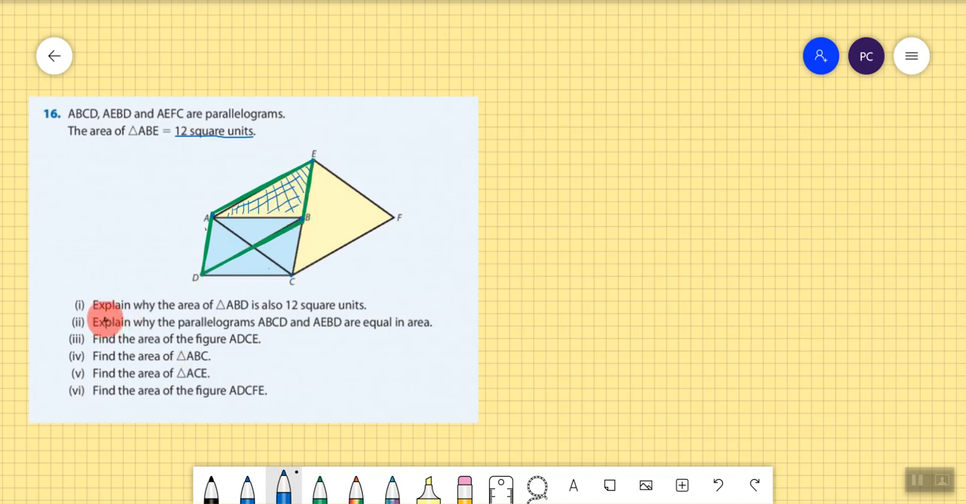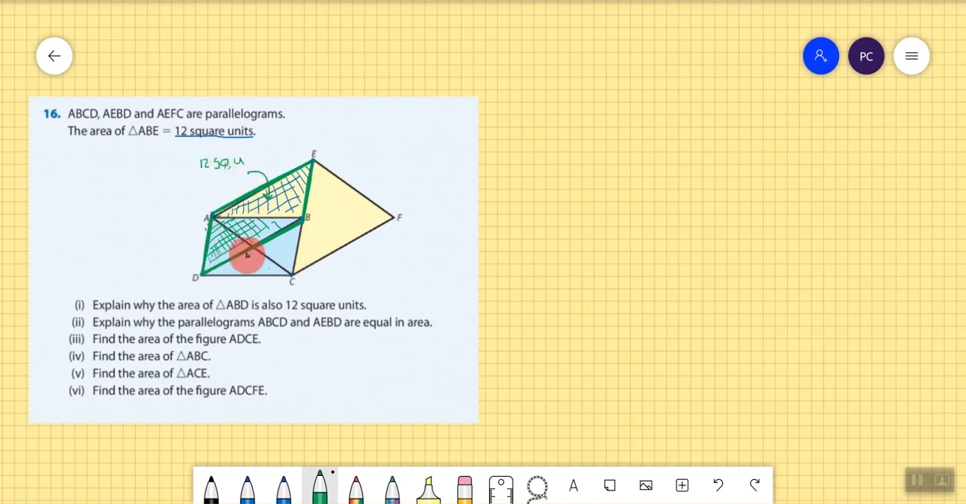So what it asks us to do then is explain why the area of ABD is also 12 units. So we're talking about ABD. So it's talking about this piece down here. Okay, so this piece here. Let's just shade it in. So it's basically saying that the question starts off by telling us that this here is 12 square units. Okay, I'll just abbreviate it. So this is 12 square units.